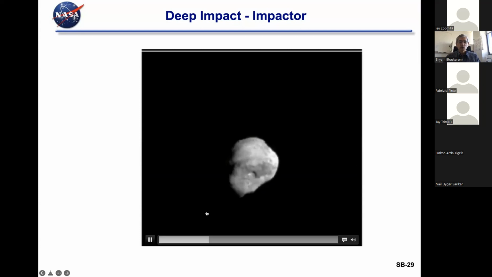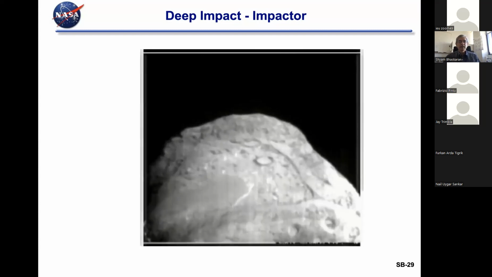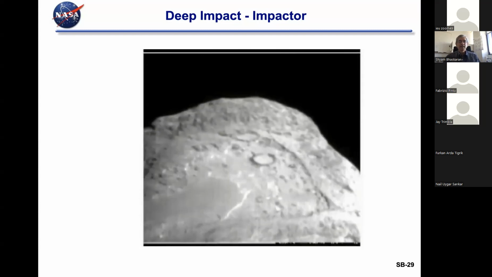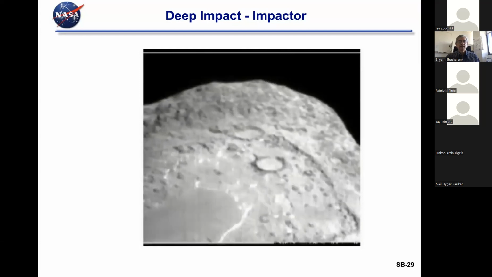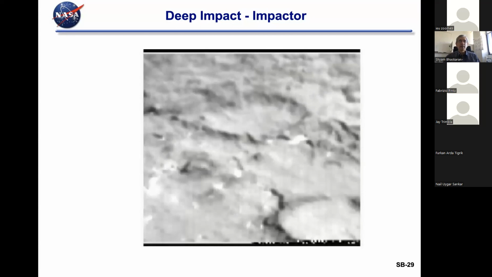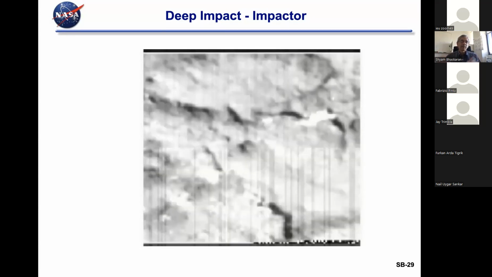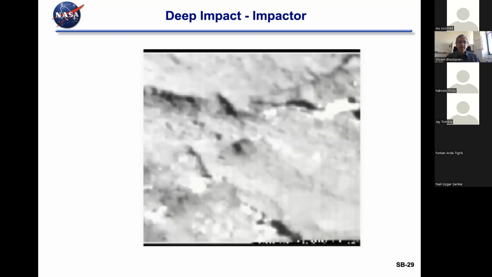And you can see here that it's going towards a spot right up over here, and the final maneuver is done, and it came in. These images were streamed to the Earth through the flyby spacecraft. This is the last image that the impactor saw before it hit and caused a big flash on the flyby.